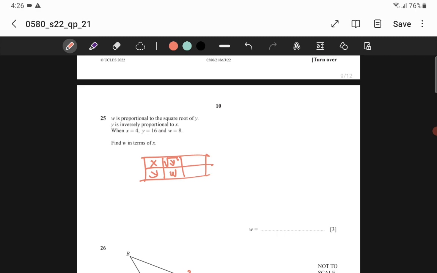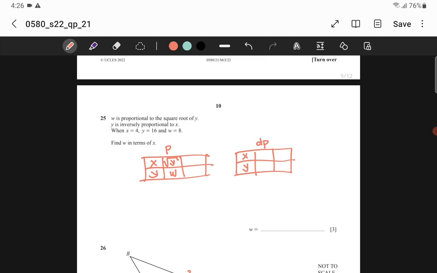Okay, so I have another table here. This one is the direct proportional, right? Again, this one is the independent, this one is the dependent, which says that y is inversely proportional to x. Okay, that's already correct.